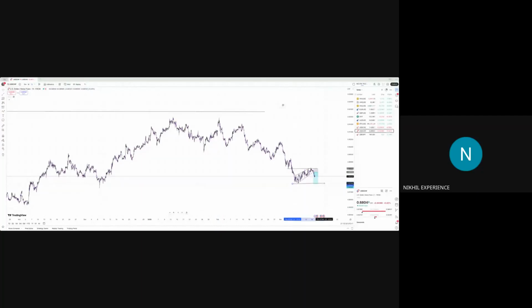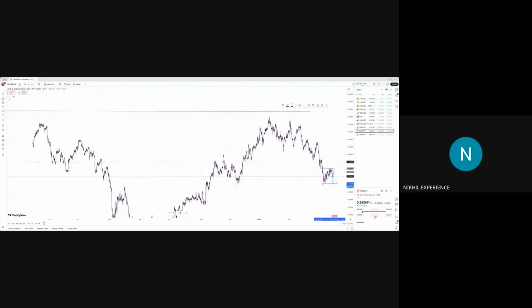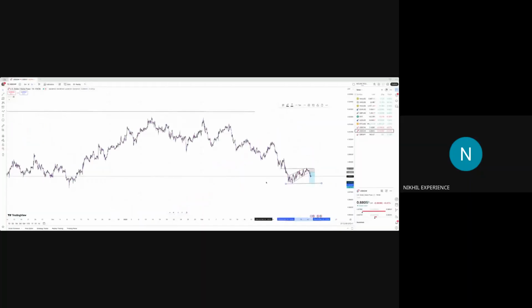Why am I marking this level? This is my area of resistance. This is my area of support. This was where price broke out from at first, after this rejection here. If you trace it to the past, you will notice that price has been rejecting from this point multiple times. You can see more around this area. Multiple rejections around this area. Rejection, rejection, rejection here, here, and here too. So this is also an area of support and resistance.